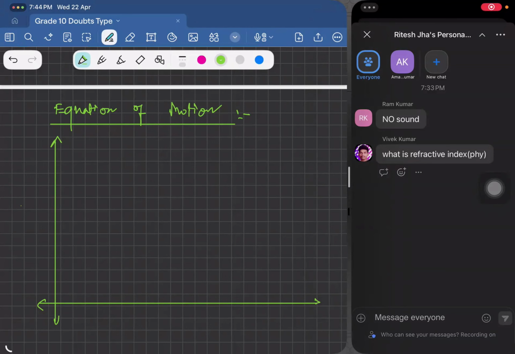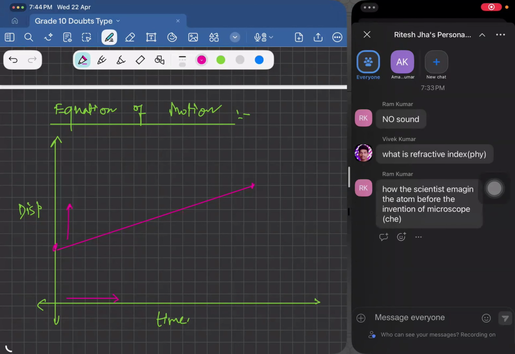Now, if I'm doing the displacement versus time graph, and from a certain position a person is starting and going to some different position, let's say. How much displacement is covered with respect to time, that helps us in getting the velocity. So what is velocity? Velocity is basically the rate of change of displacement.